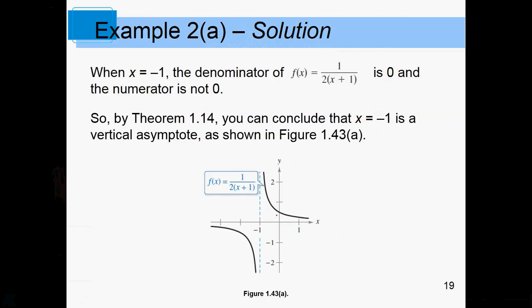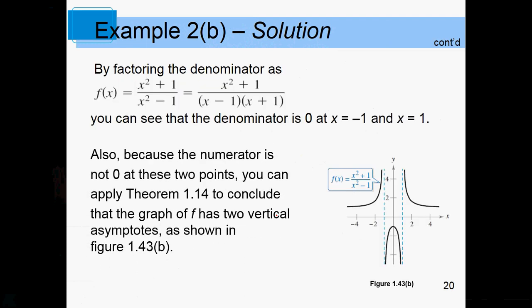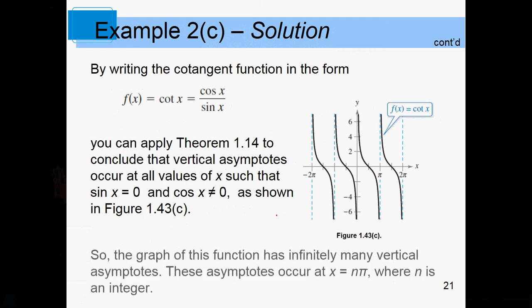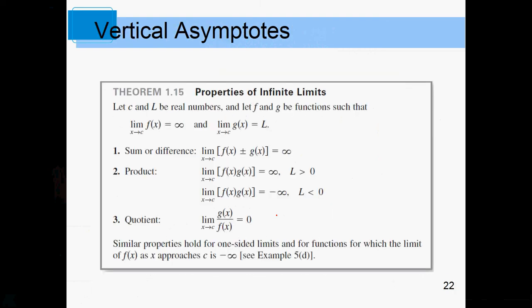So notice how that first graph looks. We determined that there was only one asymptote, and it was at negative 1, and that's what the function looks like. The second one had positive 1 and negative 1. That's what that function looks like. And then cotangent has it at every pi: negative 2 pi, negative 1 pi, 0, pi, 2 pi, 3 pi, 4 pi. Okay? Questions? Comments? No? All right, so properties of infinite limits.